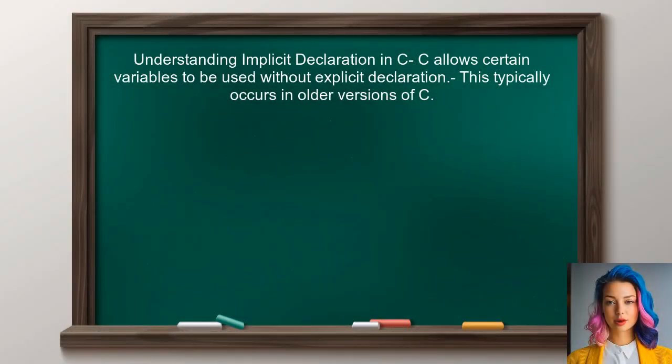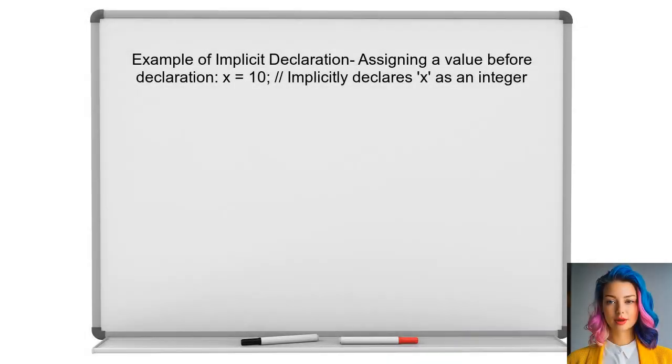To understand implicit declaration in C, the user should first know that C allows certain variables to be used without explicit declaration, based on their context. This typically happens in older versions of C, where a variable can be assigned a value before being declared. For example, if the user assigns a value to a variable before declaring it, the compiler may infer the variable's type based on the assigned value.